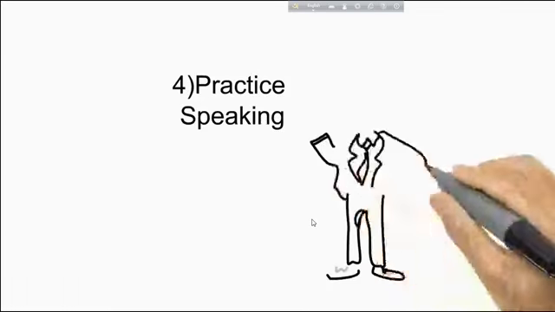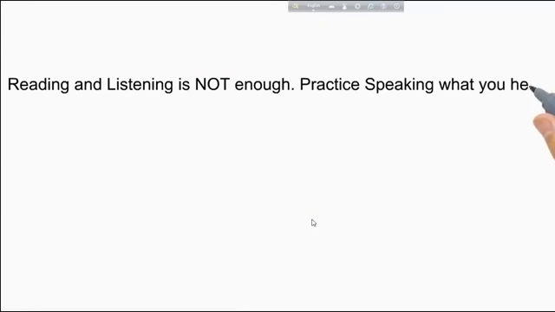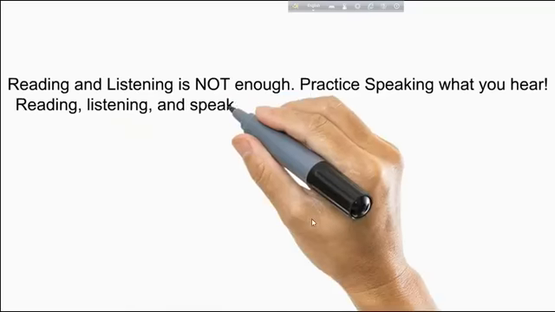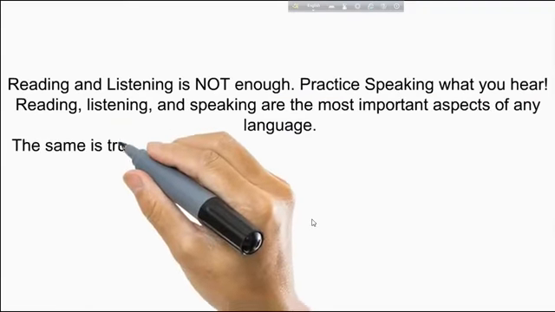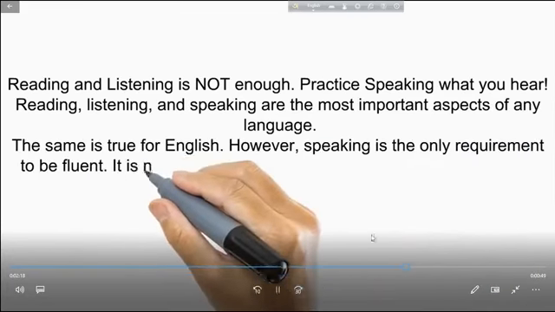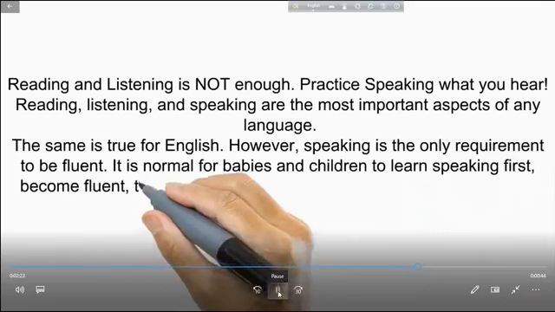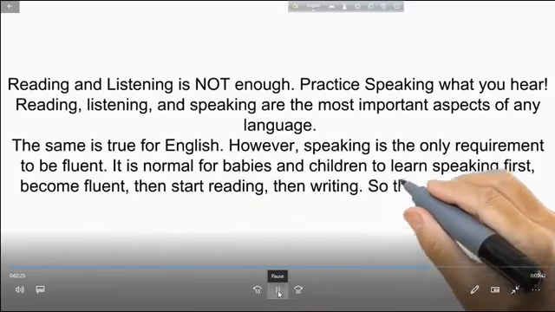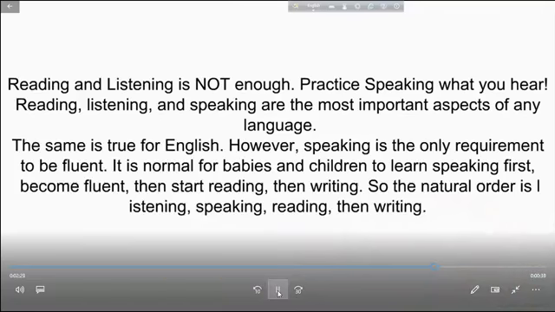The rule number four is practice speaking. Reading and listening is not enough. Practice speaking what you read. Reading, listening, and speaking are the most important aspects of any language. The same is true for English. However, speaking is the only requirement to be fluent. It is normal for babies and children to learn speaking first to become fluent, then they start reading, then writing. So the natural order is listening, speaking, reading, then writing.